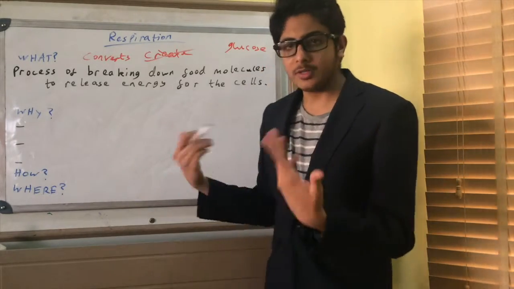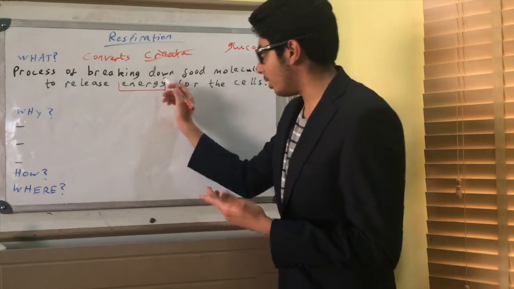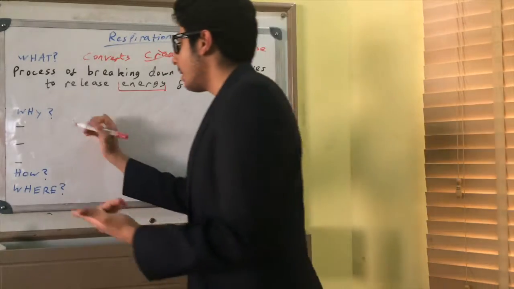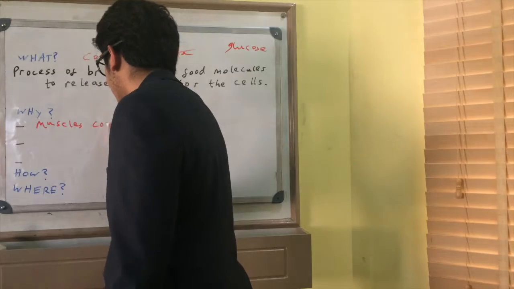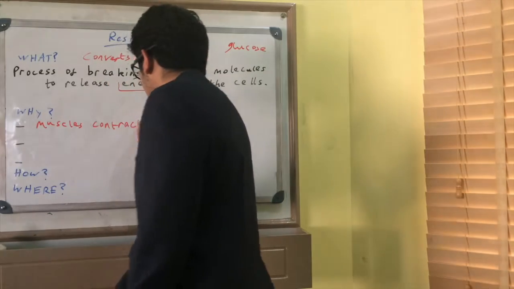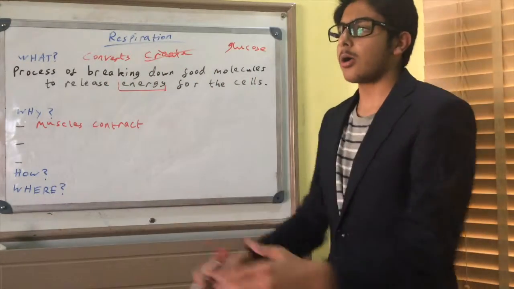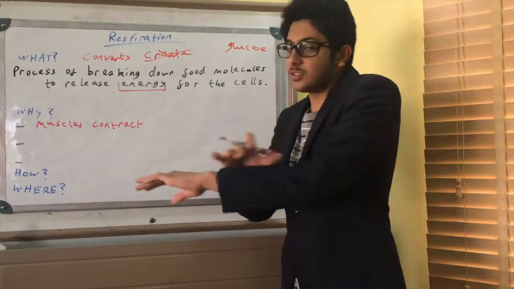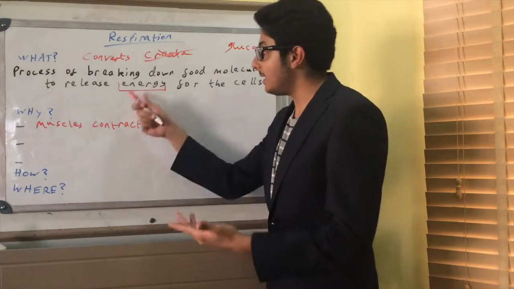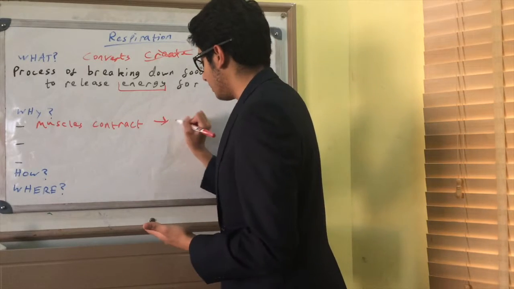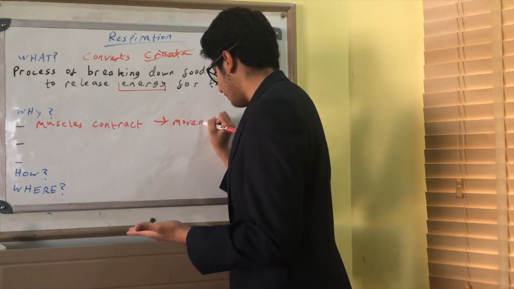Why respire? What does it do? Well, the main thing is energy. What do we need the energy for? For the muscles to contract. We are always moving. Our heart is always beating. We've got muscles all over our body, and these muscles are contracting. To contract, they need energy. So for movement, for example.